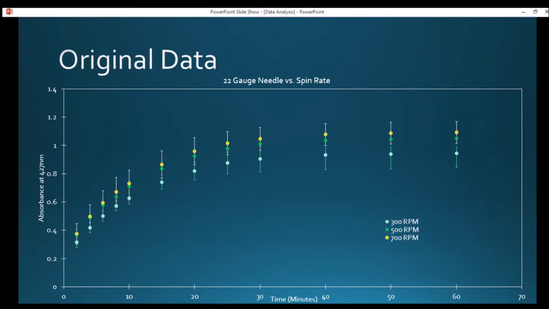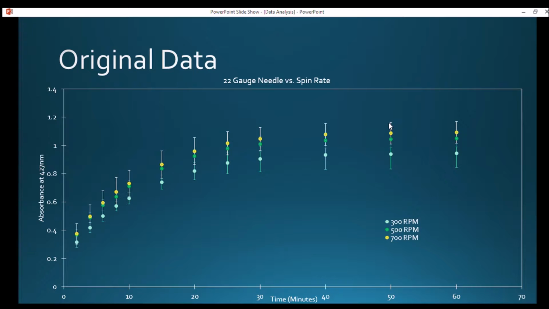And this is the 22 gauge needle versus spin rate, because this is the only needle that we tested at 700 RPM. And as you can see, the trend is 700 RPM is at the top and the 300 RPM is at the bottom with the 500 line in the middle.